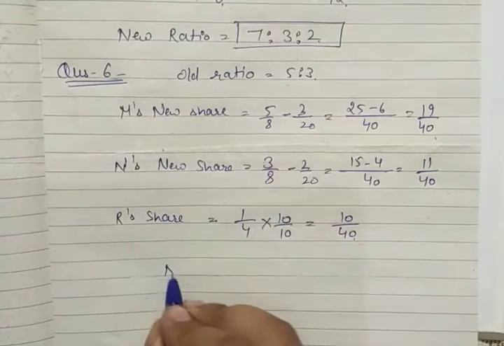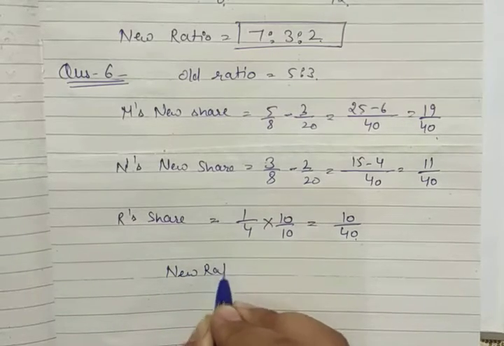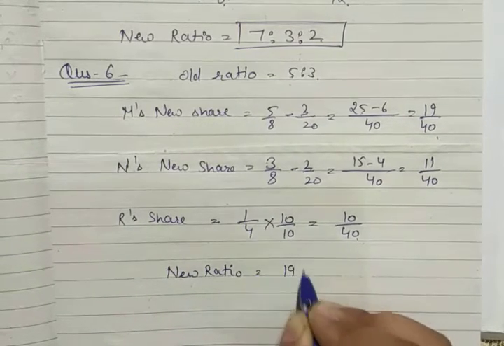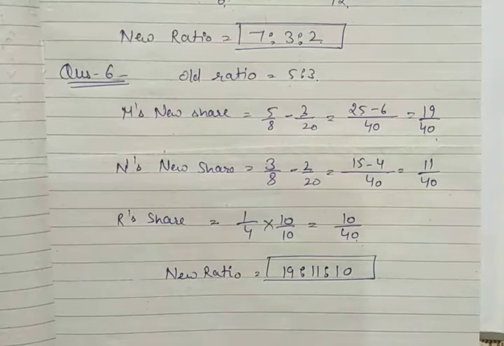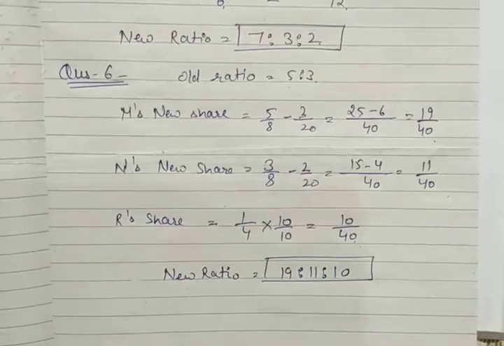So what will be our new ratio? The new ratio becomes 19:11:10. 19:11:10 is our new ratio. This is all about the question. Let's go to the next one.